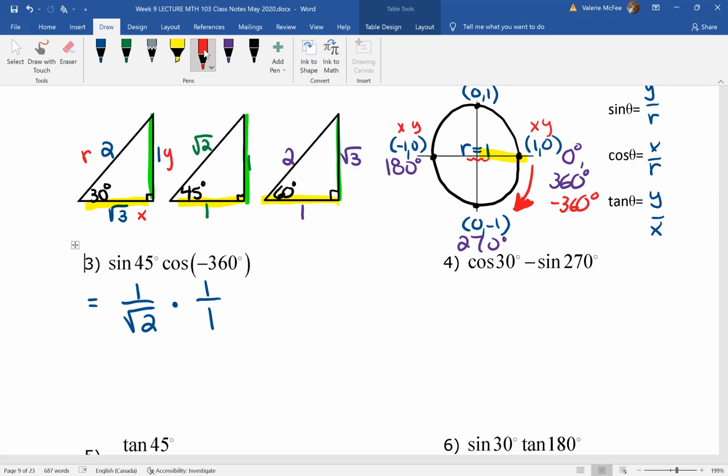We see that cosine is x over r. X is positive 1 and r is 1. So notice that negative 360 degrees didn't make our ratio negative. It just told us which direction to go. We, of course, can simplify 1 over root 2, and there's our final answer. Try the next one.